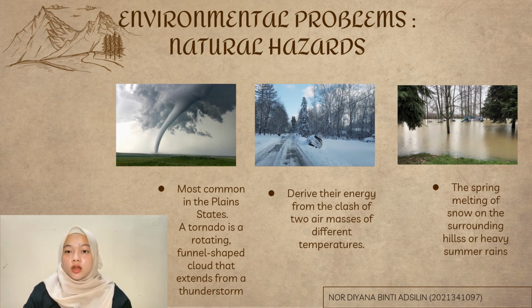Next is winter storm. Winter storms derive their energy from the clash of two air masses of different temperature. Severe winter storms affect the upper Great Plains, the Western Mountains, and the northeast coast of the United States. Third is river flood. River floods mostly occur in the Mississippi River Valley, from the spring melting of snow on the surrounding hills, or heavy summer rain.